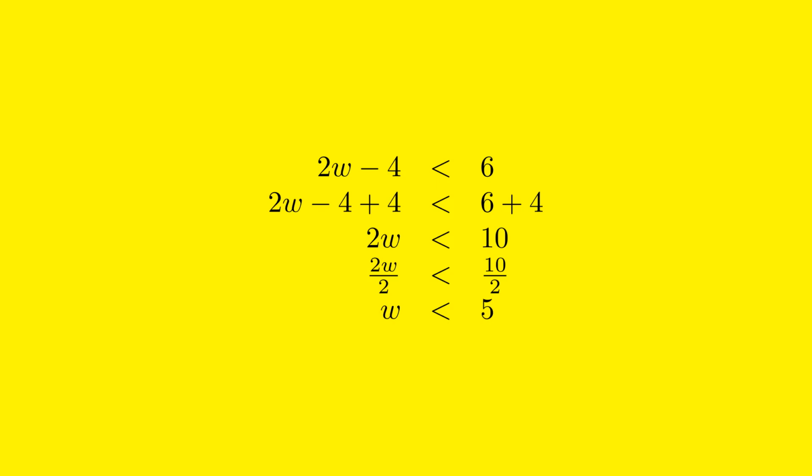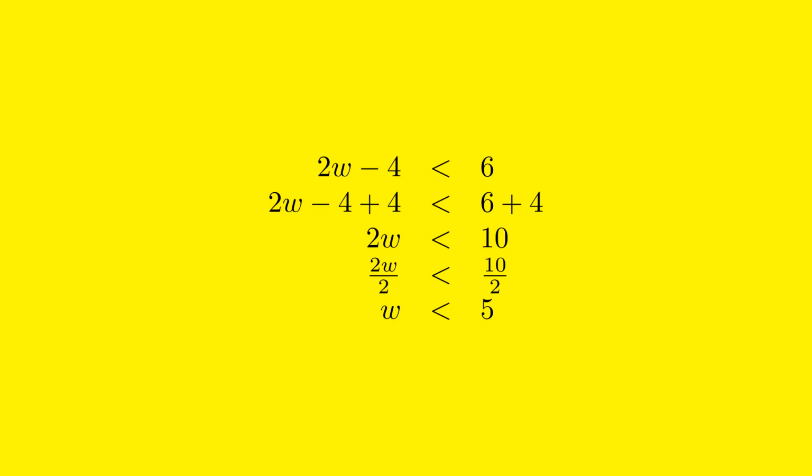When we divide 2w by 2, we just get w because 2 divided by 2 is 1, and 1 times w is simply w. So the left side of the inequality becomes w. On the right side, 10 divided by 2 equals 5. Therefore, the inequality now reads w is less than 5. This step is important because it isolates the variable w and allows us to see the solution more clearly.